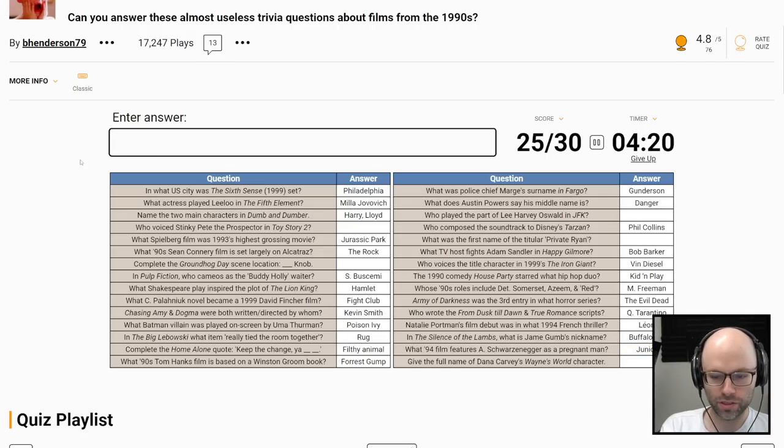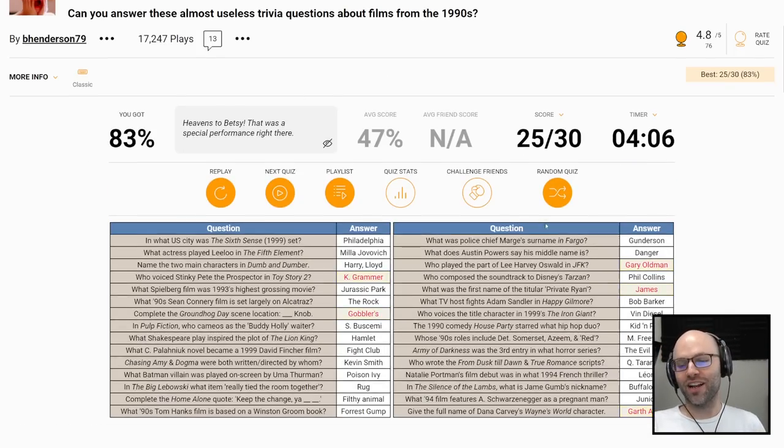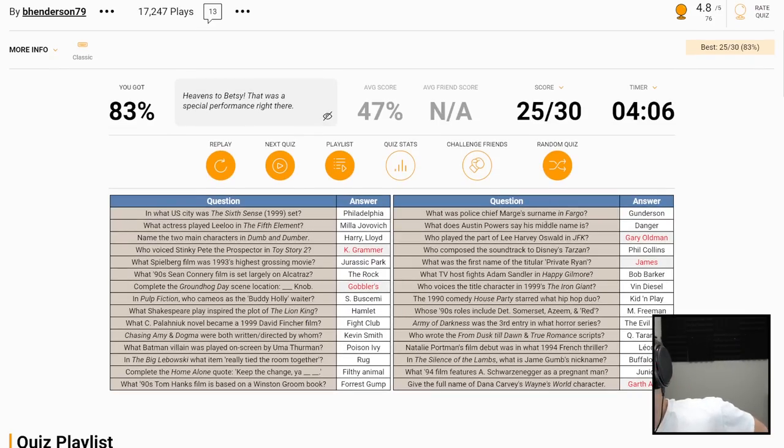Dana Carvey's Wayne's World character is named Garth Marenghi? Garth Gunderson? I don't know his last name. Garth Brooks? Garth Algar! That's right. I forgot. I don't know his last name. Average score 47? Stinky Pete the Prospector is played by Kelsey Grammer? Gobbler's Knob? This movie is filthy, man.